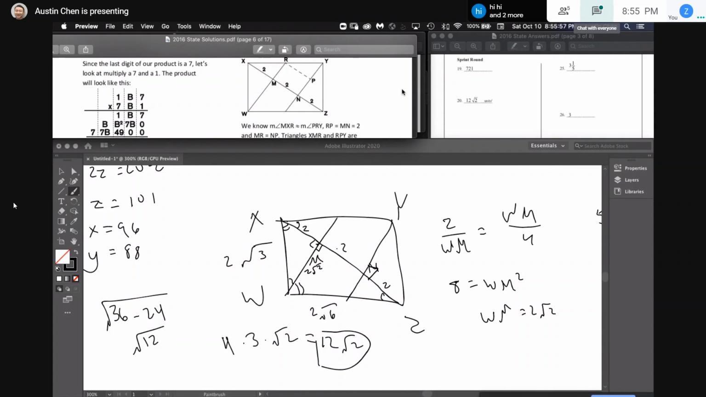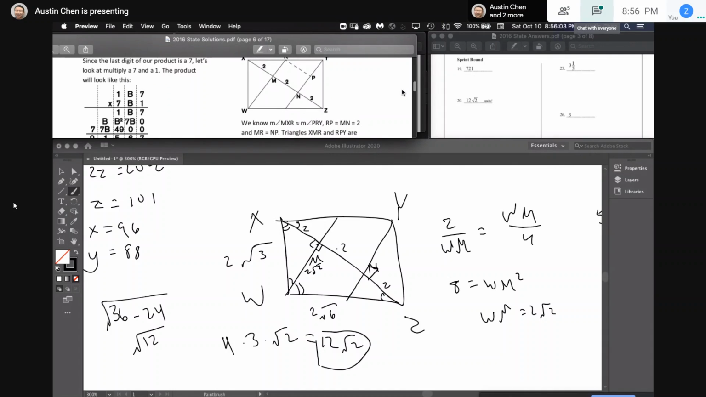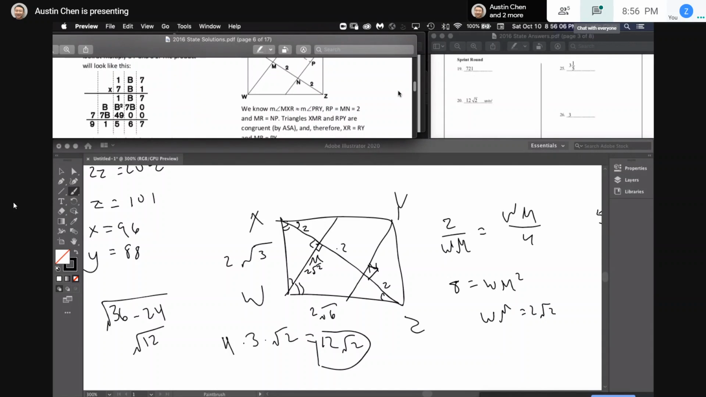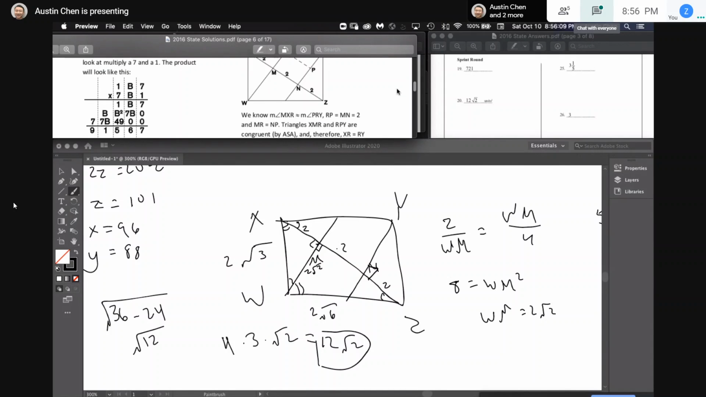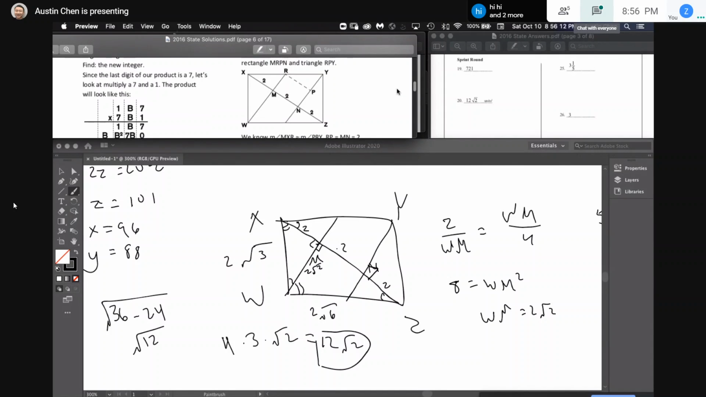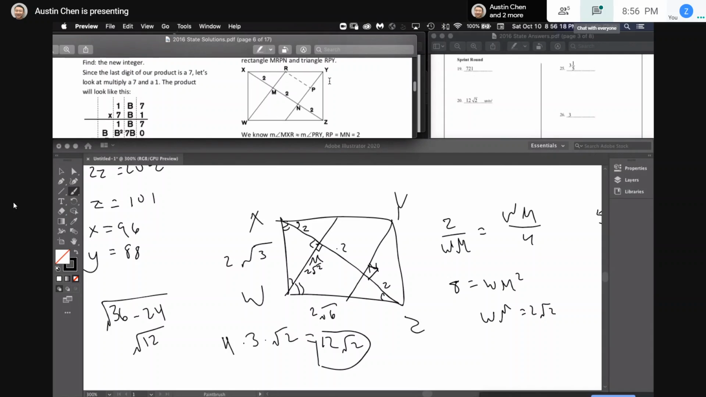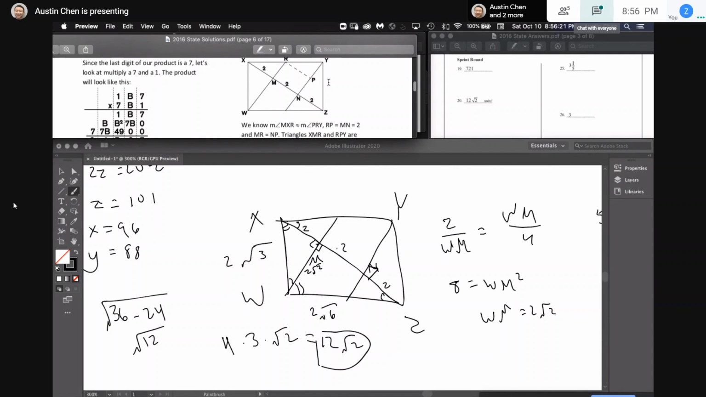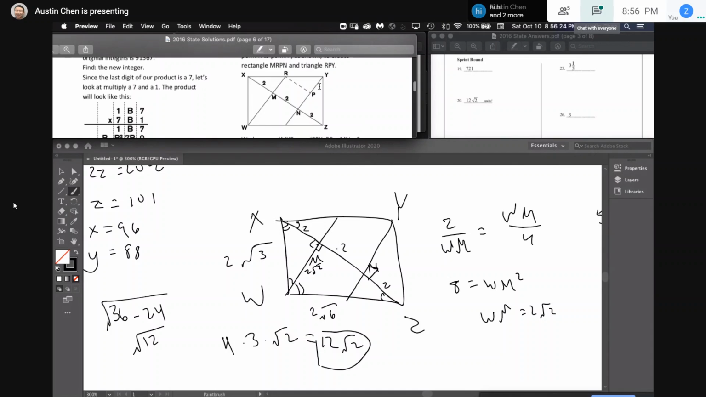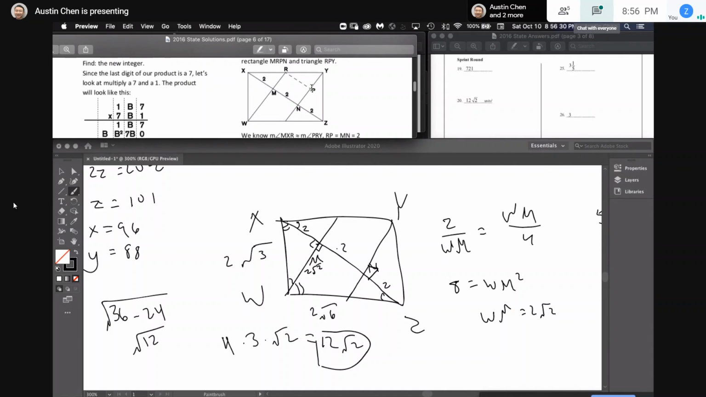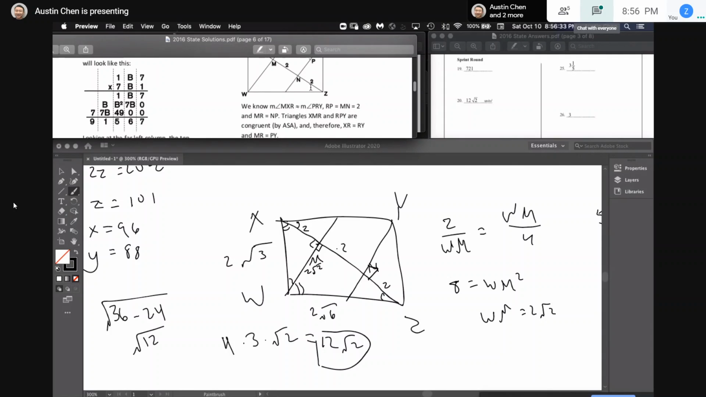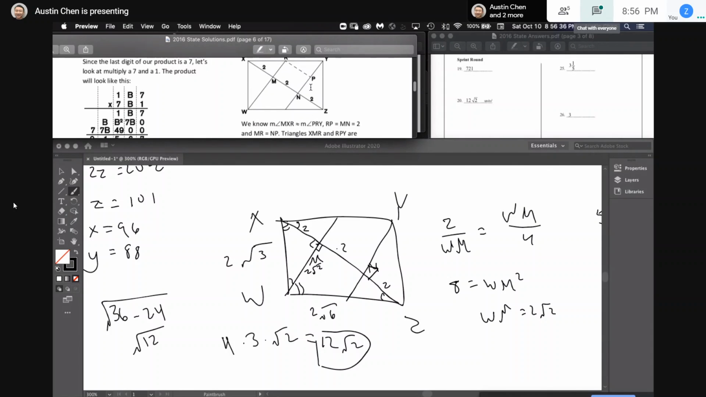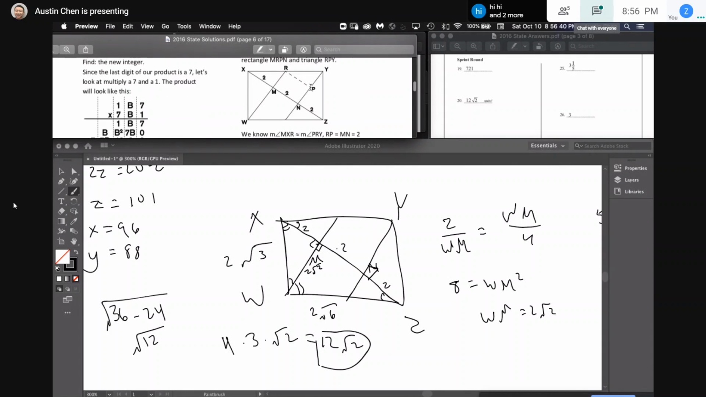RP equals MN, and MR equals NP. Triangles XMR and RPY are congruent by ASA, since those angles plus 2 plus a right angle. And therefore XR is RY and MR is PY.